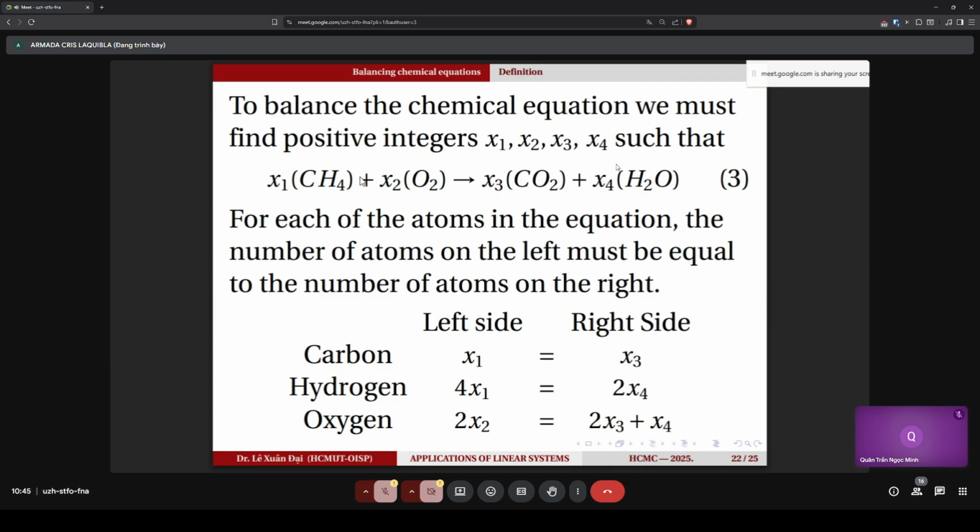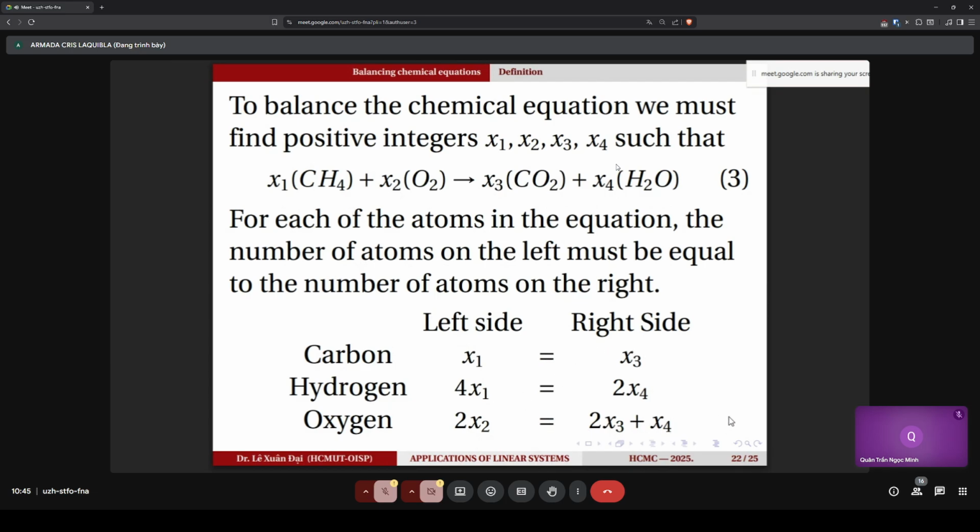Next, hydrogen. For your hydrogen here, it's 4, so 4 times x1. And here for the hydrogen, we have 2, so 2 times x4. So 4x1 is equal to 2x4. Next, oxygen. Here we have 2, so 2x2. And here we have 2 in the x3, so 2x3, and 1 oxygen in the x4, so plus x4. And we have those values.